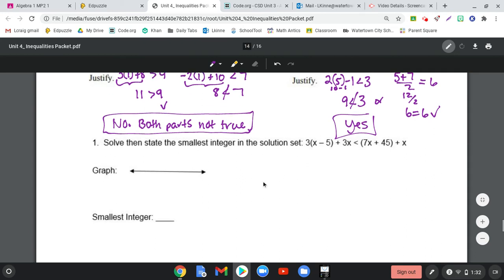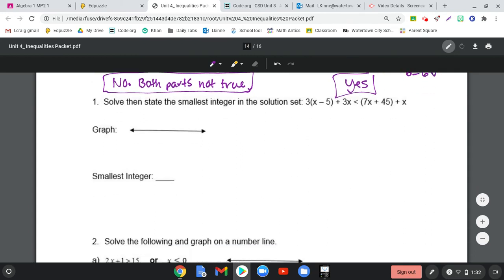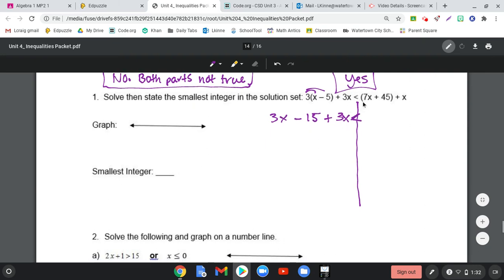All right, a little bit of review. Not a compound inequality, but it's good to be able to solve these things. So I'm going to draw my line down. Again, if you want to pause the video and try this on your own, not a bad idea. So we'll distribute first. 3x minus 15 plus 3x is less than, bring that less than down. Now, there's nothing in front of these parentheses, so you can just ignore them. 7x plus 45 plus x. If there's nothing in front, it was just there kind of to group things together. There's nothing that needs to be distributed.